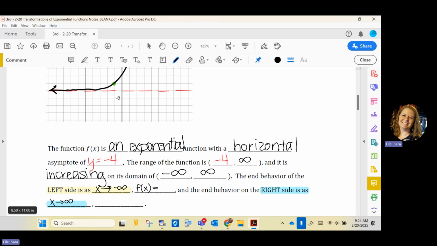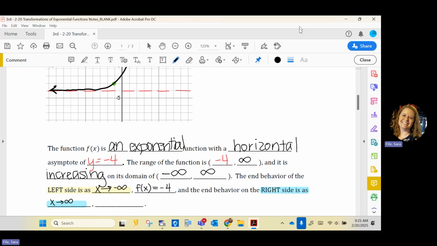So as x goes toward negative infinity, so this means as my graph goes to the left, f of x means y. What is the y approaching? What y value is it getting closer and closer and closer to as this graph goes to the left? The x is going to negative infinity, but what's the y value approaching? -4. Good.